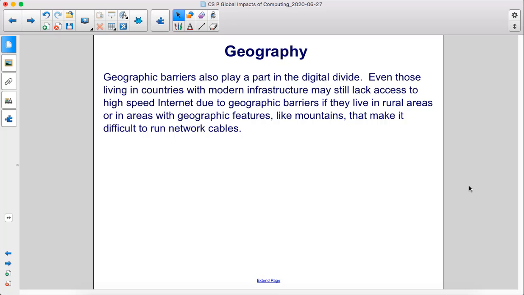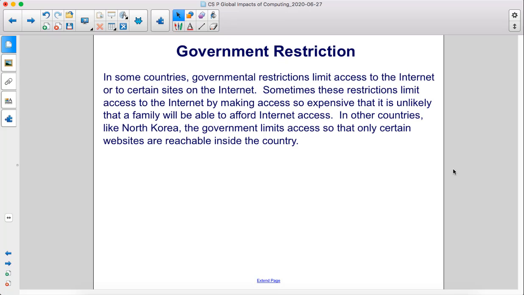Geographic barriers also play a part in the digital divide. Even those living in countries with modern infrastructure may still lack access to high-speed internet due to geographic barriers if they live in rural areas or in areas with geographic features like mountains that make it difficult to run network cables. In some countries, governmental restrictions limit access to the internet or to certain sites on the internet.